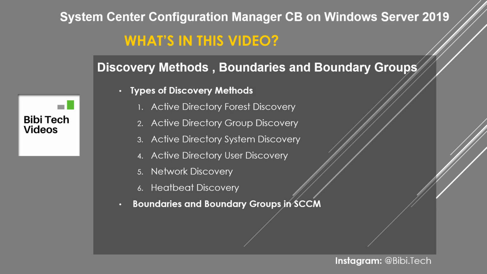The first one is Active Directory Forest Discovery. Second is Active Directory Group Discovery, Active Directory System Discovery, Active Directory User Discovery, and fifth is Network Discovery. And finally, the last one is Heartbeat. I think I spelled that wrong. Sorry, it's heartbeat discovery. I apologize for that. Let me fix it so that I don't wind up getting any messages on that. Okay, this is fixed.